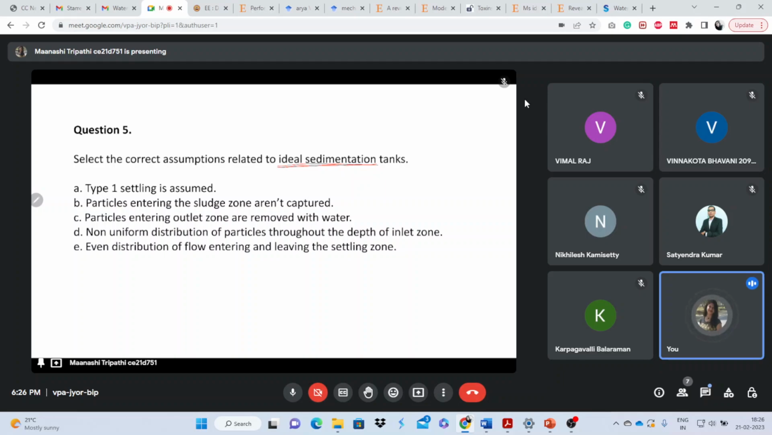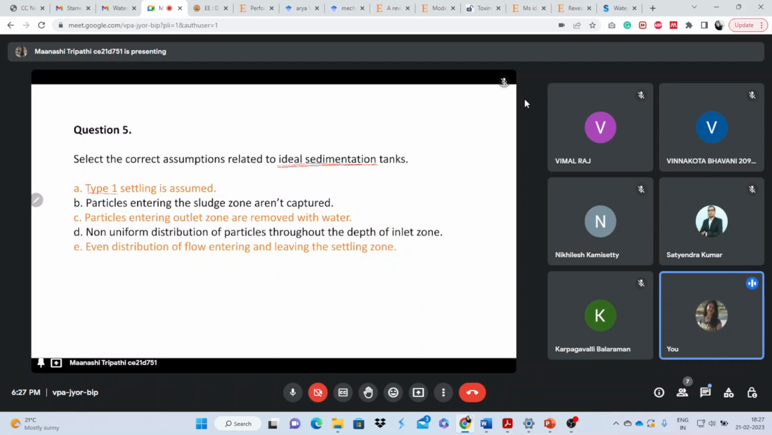Okay, we'll see the solution. So first is type 1 settling is assumed. So here we are talking about ideal sedimentation tank, the primary sedimentation tank. So here we assume type 1 settling, means discrete particles are settling. So B option was particles entering the sludge zone aren't captured. So this is wrong. Whatever enters the sludge zone is taken out, so it is captured.